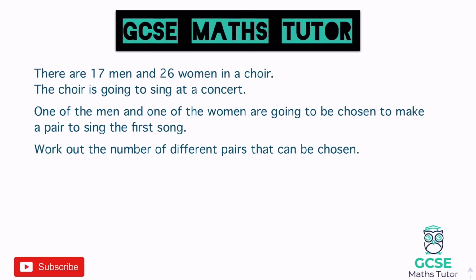So this one says there are 17 men and 26 women in a choir, and the choir is going to sing at a concert. One of the men and one of the women are going to be chosen to sing the first song. Work out the number of different pairs that can be chosen.